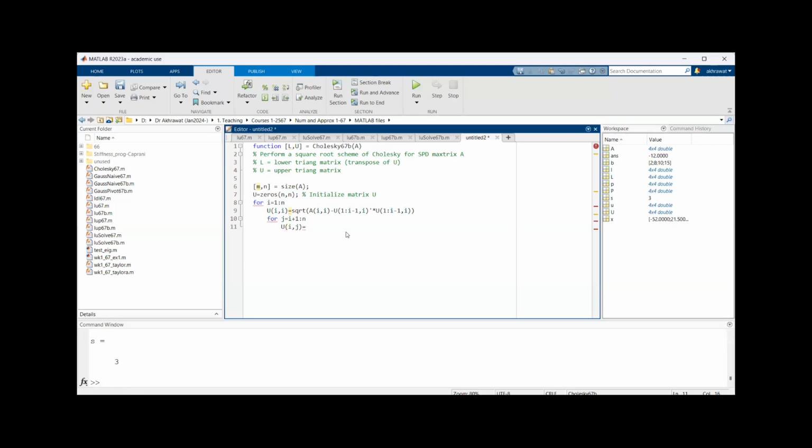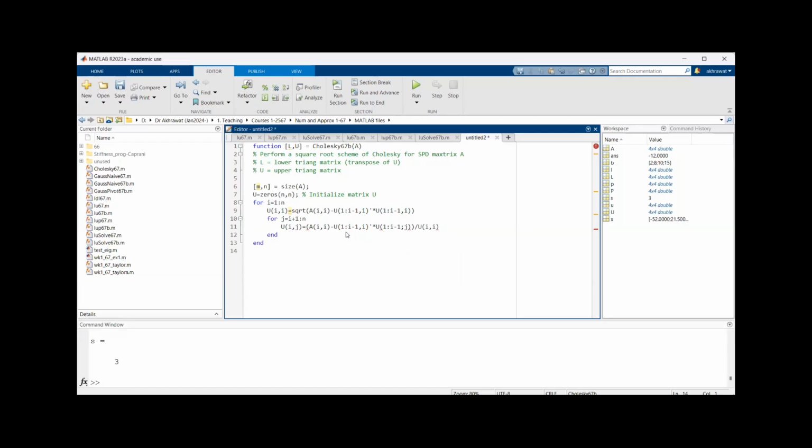Now the second formula: A_IJ subtract by the sum over K running from 1 to I minus 1. This is our K. U_KI multiplied with U_KJ, and divide by the diagonal U_II. I hope that I did it correctly.